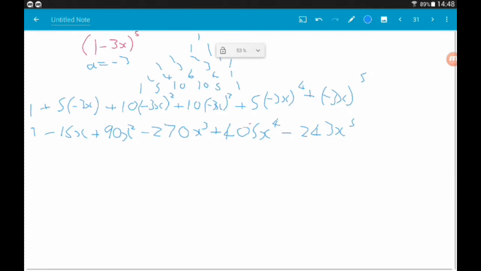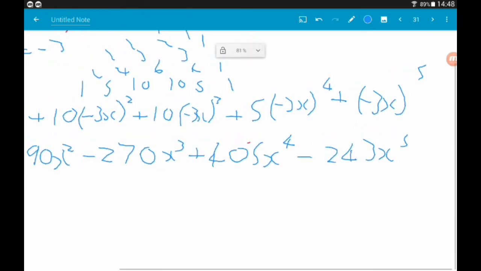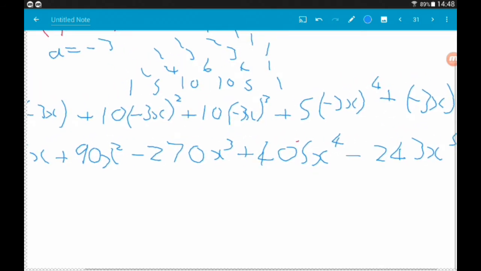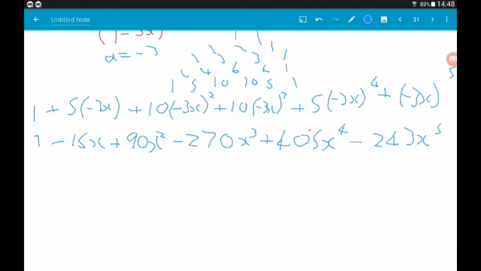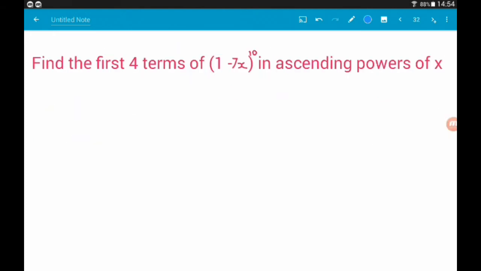And there it is. There's our expansion in all of its glory. Try and get it so you can see all at the same time. There we go. Cool. Okay, last example for this video then. I was going to put fractional values of a in here too, but we'll just do that in the next video. So, here then, we want to find the first 4 terms of 1 minus 7x to the power of 10 in ascending powers of x.